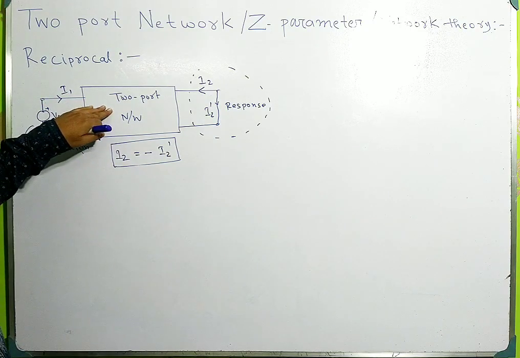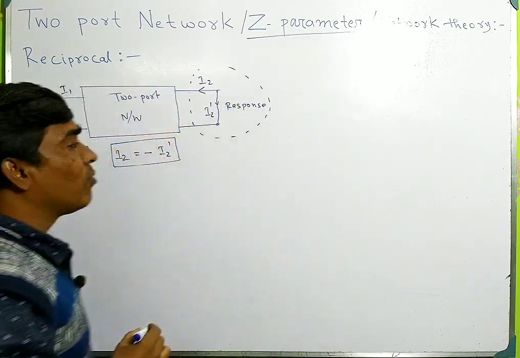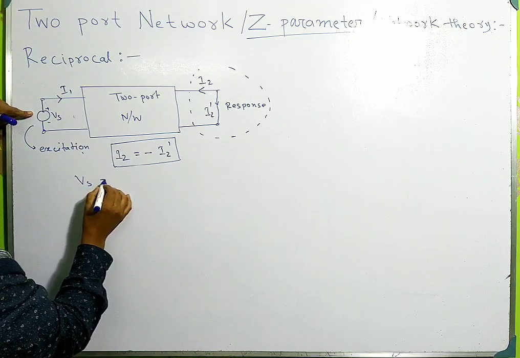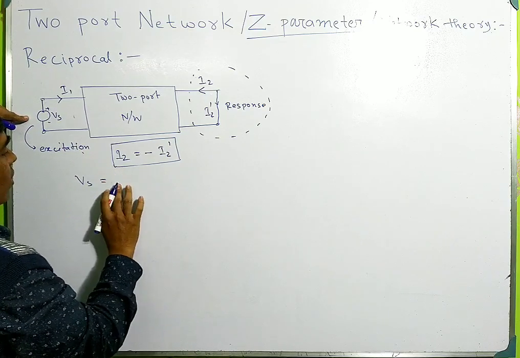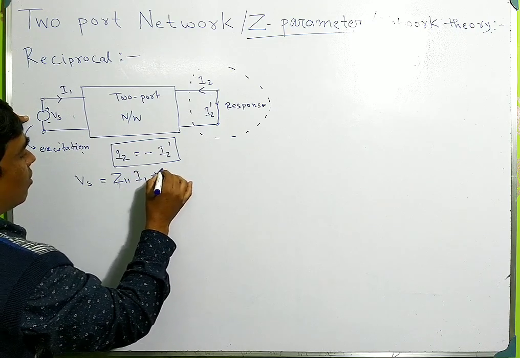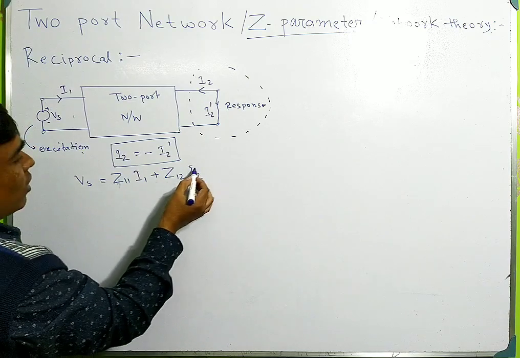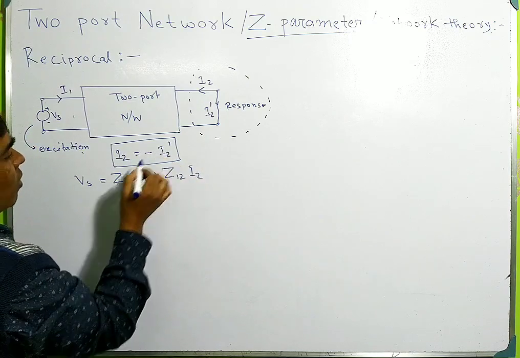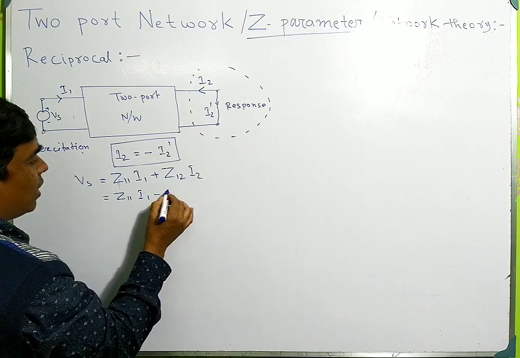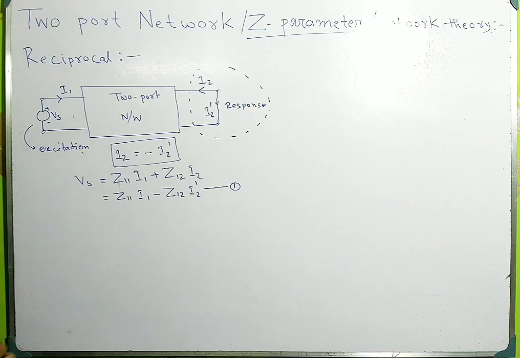Now this two-port network can be represented in terms of Z parameters. So in this port we can write that Vs equals Z11 I1 plus Z12 I2. Now I2 is equal to minus I2 dash, so this equation will be Vs equals Z11 I1 minus Z12 I2 dash. This is equation 1.